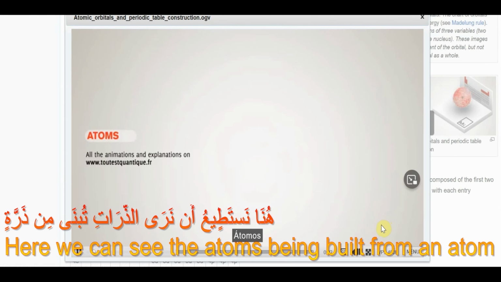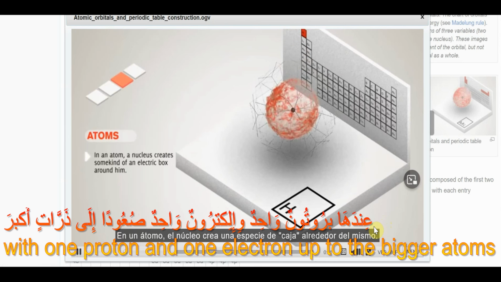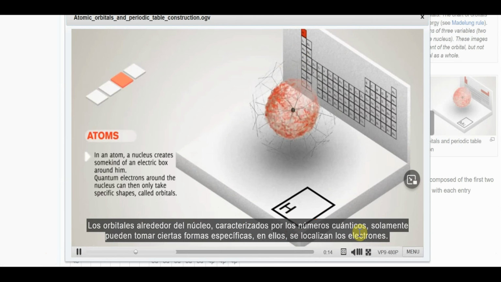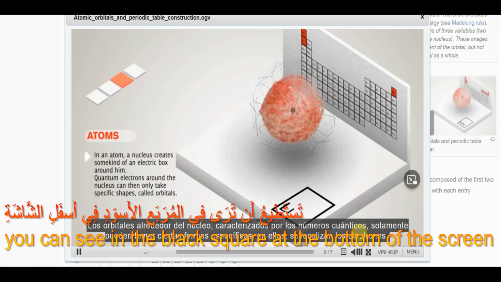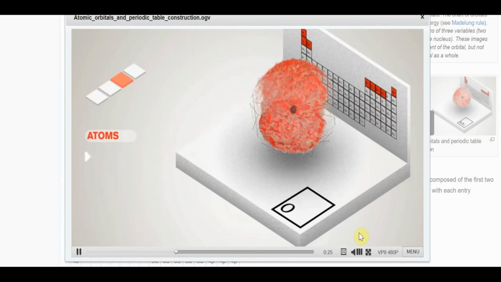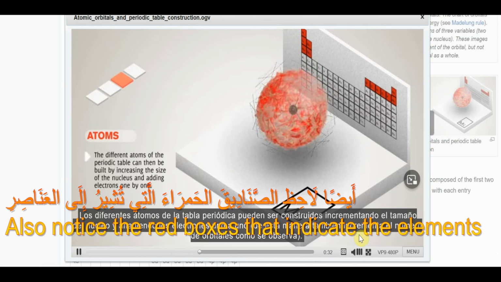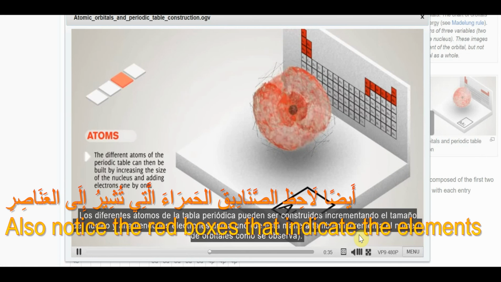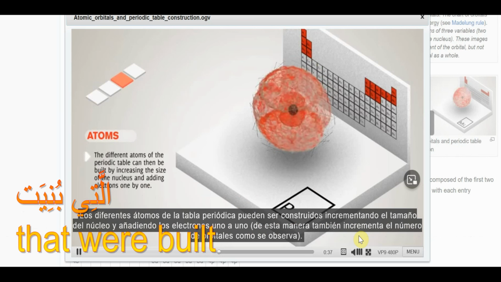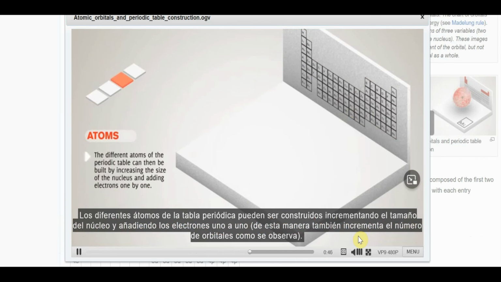Here we can see the atoms being built from an atom with one proton and one electron up to the bigger atoms. You can see in the black square at the bottom of the screen which element the shape represents. Also, notice the red boxes that indicate the elements that were built. So, this is a three-dimensional depiction of atoms.